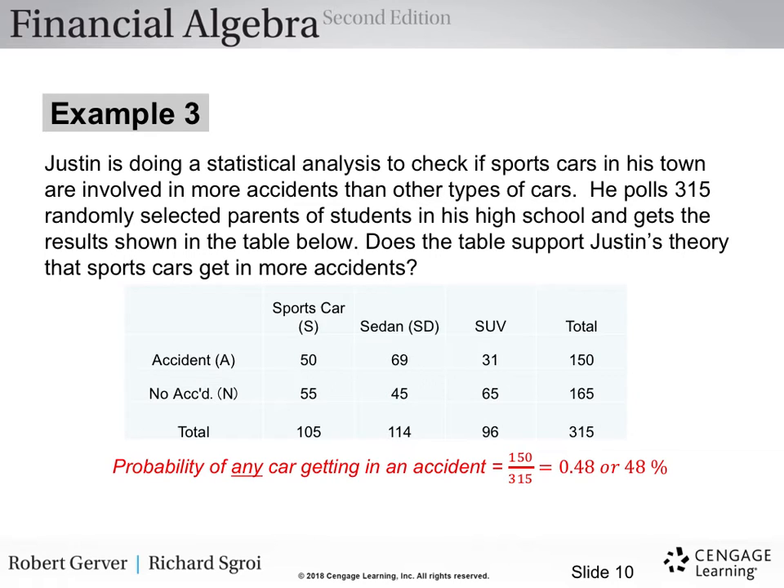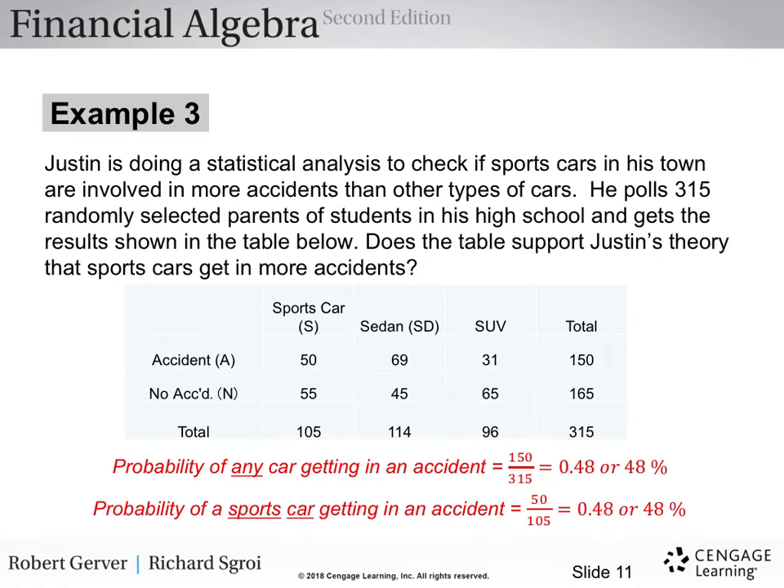All right, the first thing we're going to look at is what is the probability of any car getting in an accident. So we've got a total of 315 cars polled. How many were in an accident? 150 were in an accident. So I simply take 150 divided by 315, which comes out to be 0.48 or 48%. So 48% of all the vehicles were in an accident.